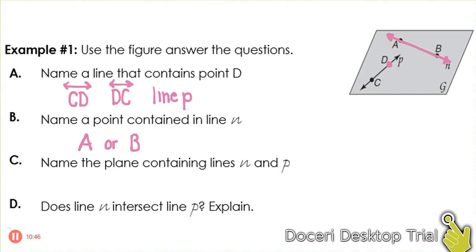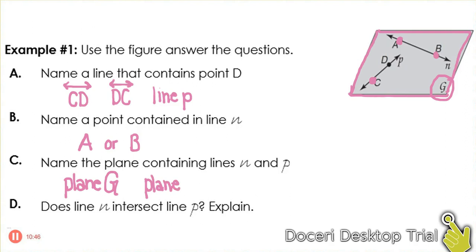Name the plane containing lines N and P. So the plane that contains both lines N and P would be this plane. So we have 2 ways to name a plane. We can always name it with the capital script letter that I see here in the corner. So I could name that with plane G. Or you have to choose 3 non-collinear points. So that would be C, A, and B. You could also choose D, A, and B. Any 3 that are not on the same line. I'm going to choose plane C, A, and B.